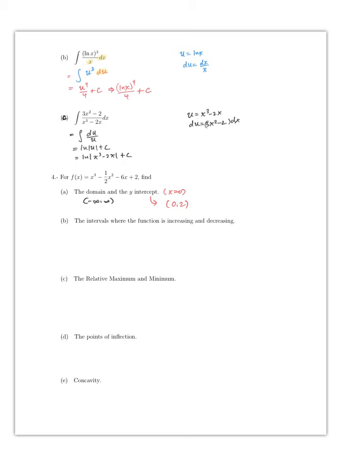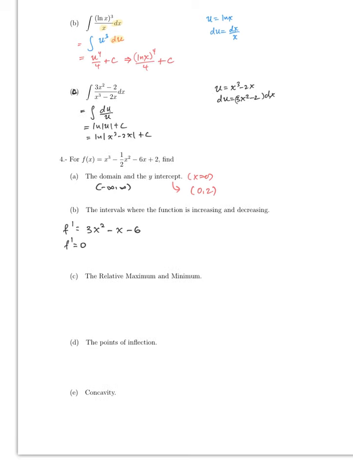Then it says find the intervals where the function is increasing and decreasing. So for that, we need the derivative. f prime will be 3x squared minus x minus 6. We need to find the critical points, and to do that you need f prime equals 0. In this case you can't factor this, so you have to use the quadratic formula. The question you have on the test, you should be able to factor it. So you use the quadratic formula.